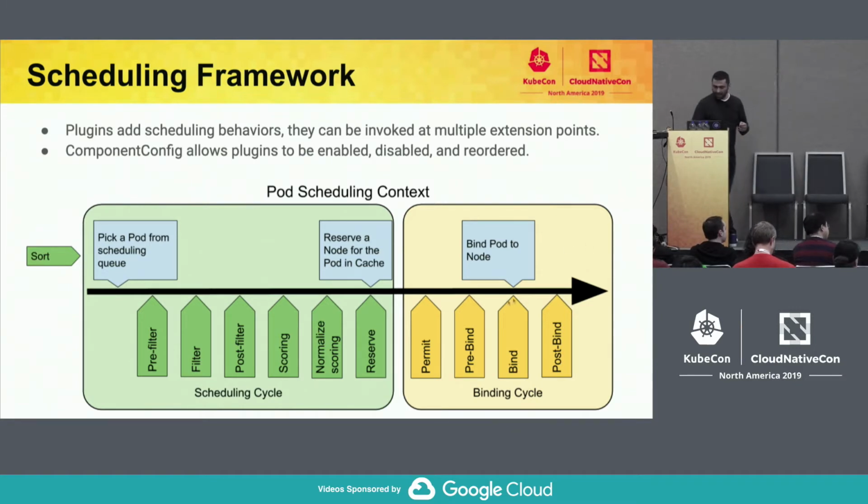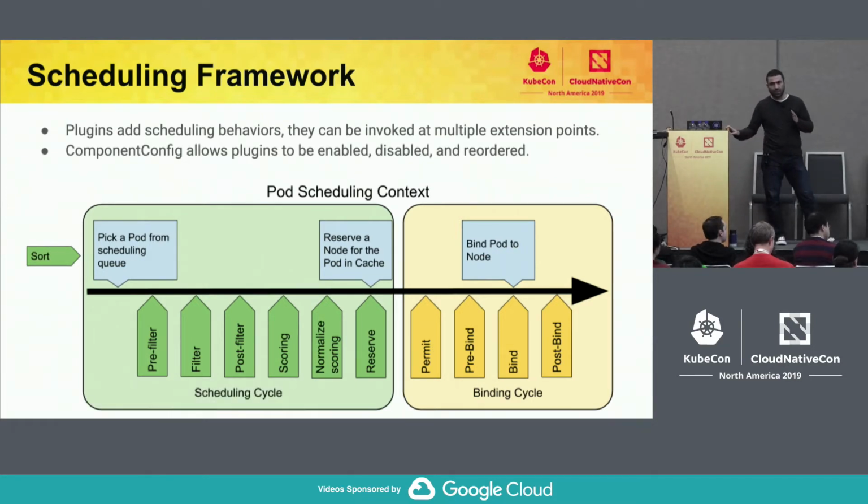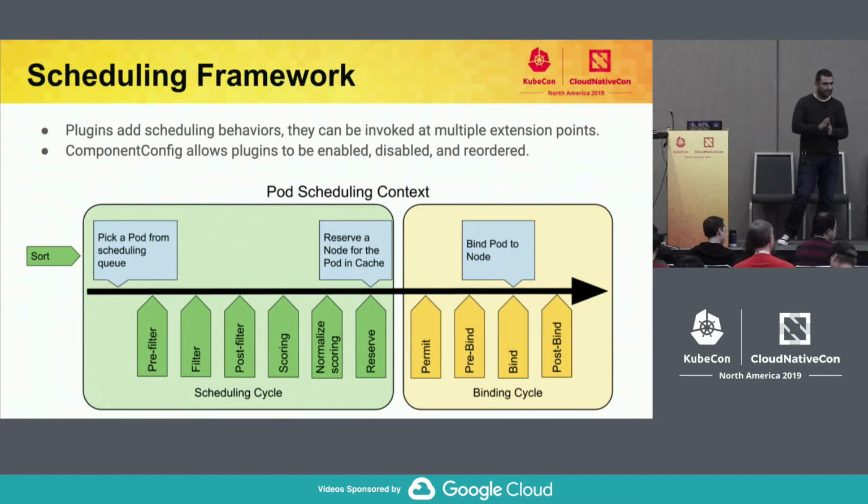Now, we added an interesting extension point before that, which is what we call the permit plugin. And in permit, what we will allow plugins to do is to hold on to binding the pod until a specific condition is satisfied. And one use case that we had in mind is what we call gang scheduling.